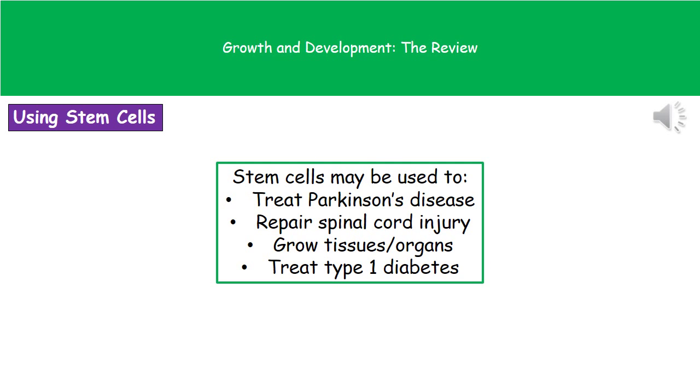Where we've talked about stem cells then, we can actually use them for medical purposes. So potentially we might be able to use stem cells to treat things like Parkinson's disease. We may be able to use them to repair spinal cord injuries in those people that become paralysed and give them the ability to walk again. We could even potentially grow entire organs or tissues for transplant. And finally, we might be able to use it to treat type 1 diabetes so that people don't have to keep injecting insulin.